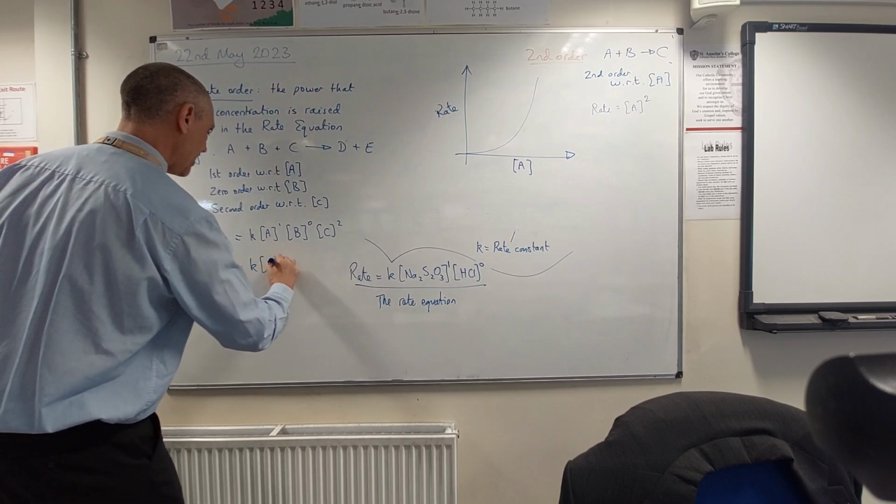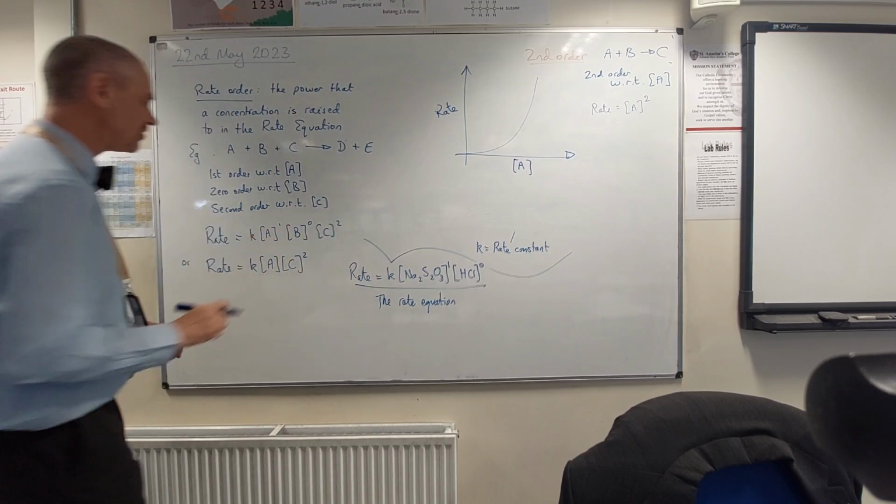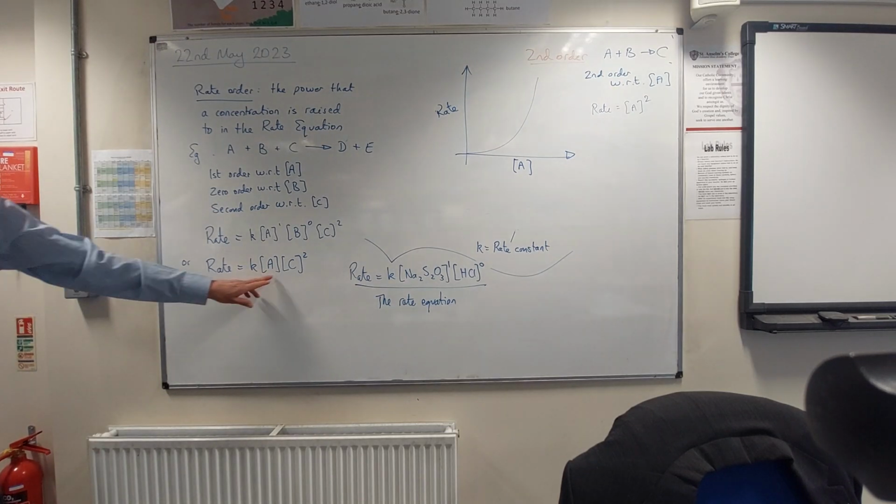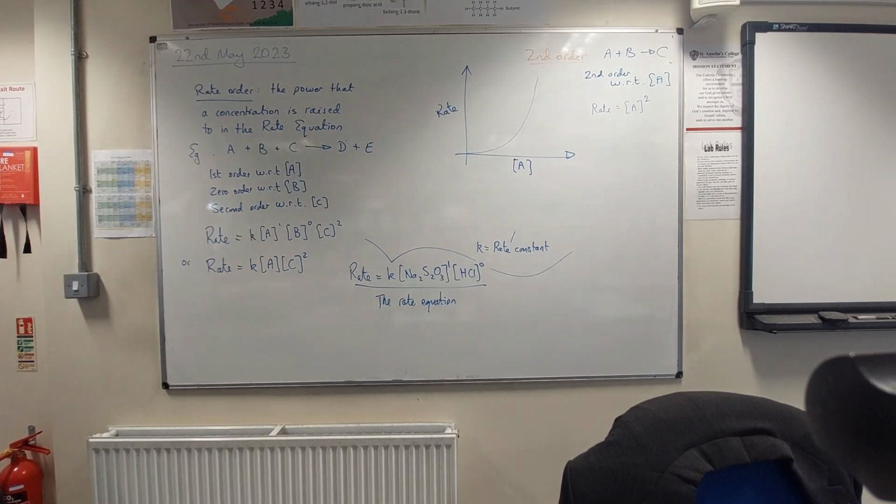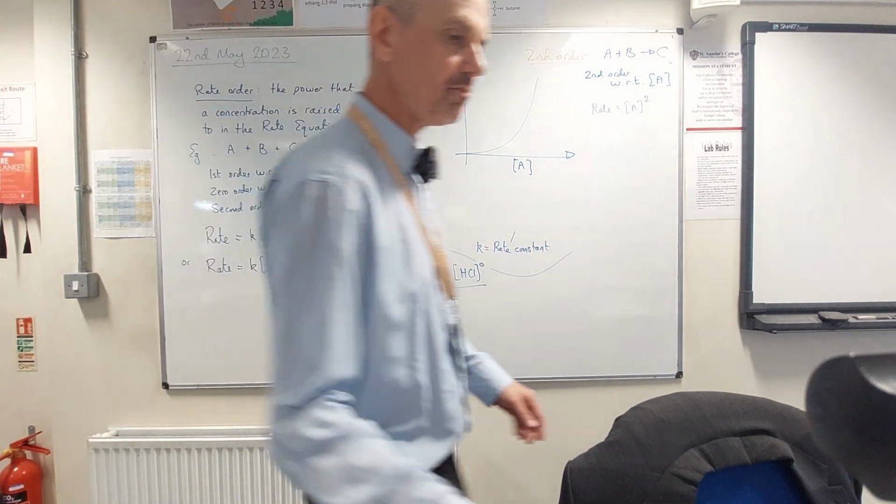k, A, C squared. We don't need to raise A to the 1 because A to the 1 is just itself, and we don't need to put B in. Either of those is the correct rate equation for this reaction.